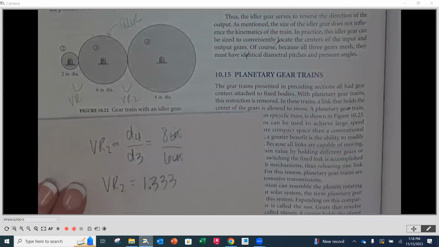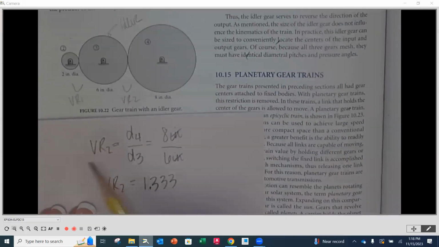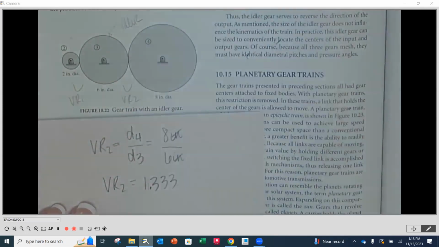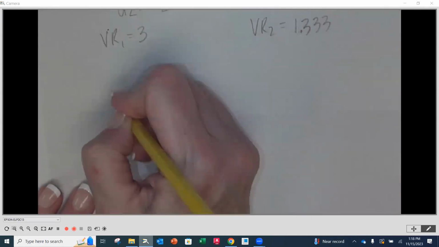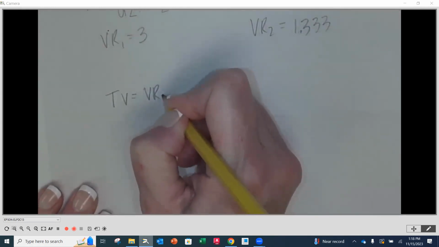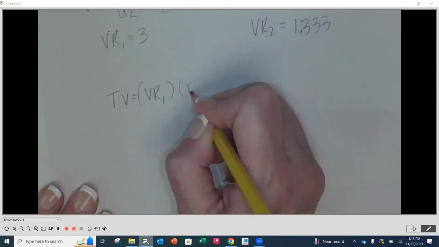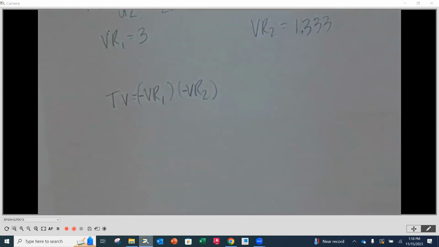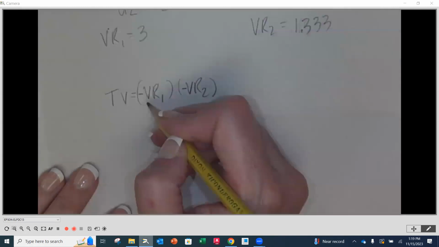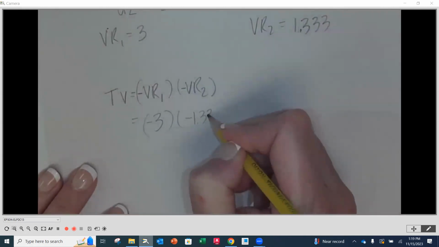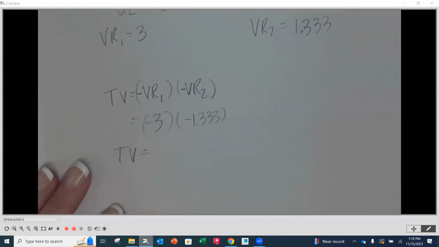Now the train value, when we go from 2 to 4, is going to be equal to our VR1 times our velocity ratio 2. We'll put the negative in front to show this. So this is going to be a -3 times a -1.333. What is my train value between the two?